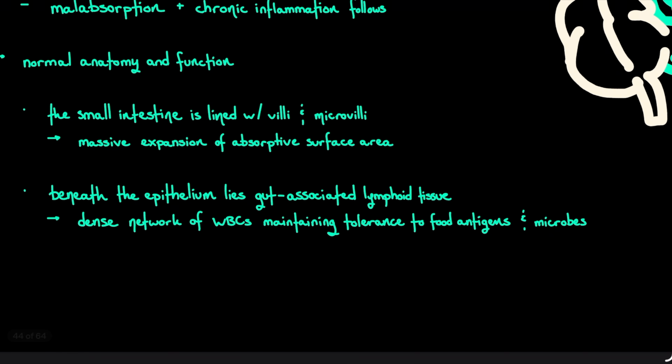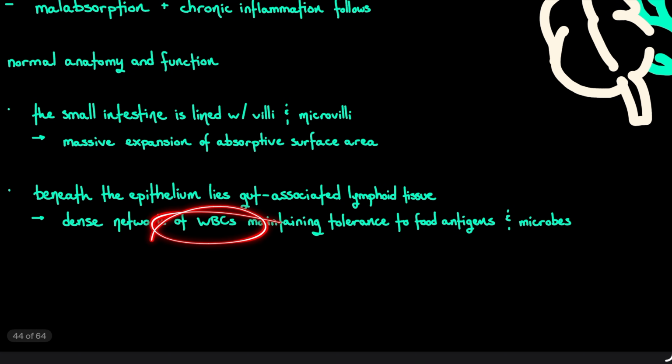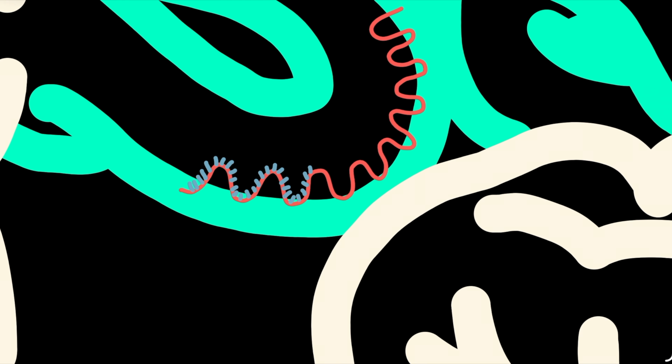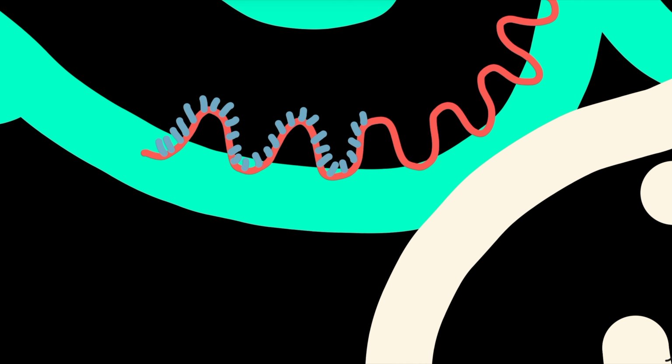And to boot, we also have this cool GALT that we've talked about a good chunk of this semester, honestly. So the GALT is a branch of that mucosal-associated lymphoid tissue, which is just dense networks of white blood cells maintaining tolerance in the area. So in this case, maintaining tolerance to food antigens and microbes. So in the innards, let's give me a purple here, right? In the submucosa of the intestinal wall, we have these lymphoid outposts. And those were the Peyer's patches.